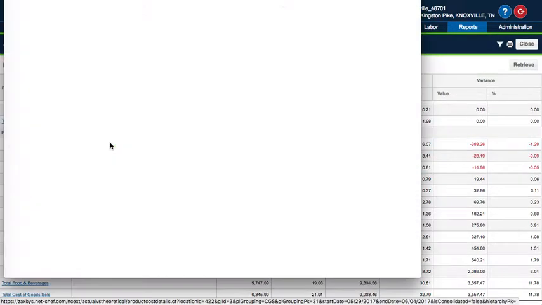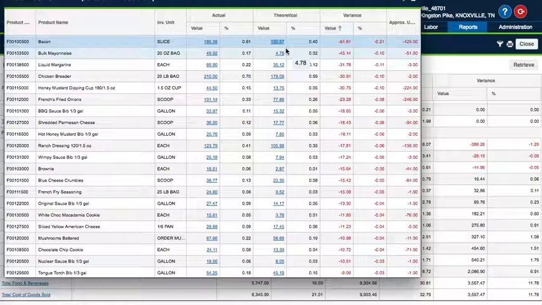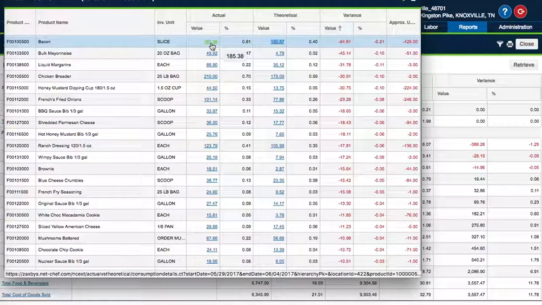So I can click on Food General, and again, I can sort by variance value, and it's going to kick the biggest variance values all the way up to the top. Theoretically, we used about $120 worth of bacon last week at Bearden. We told the system when we did counts that we used about $185 worth of bacon. So when I see that, I'm going to say, all right, did we count bacon correctly? That should always be my first question: did we count this item correctly?